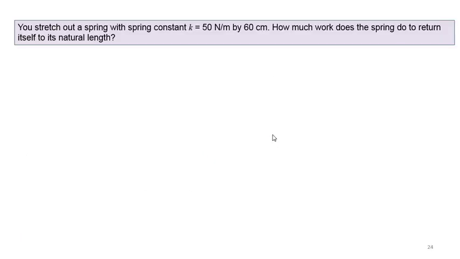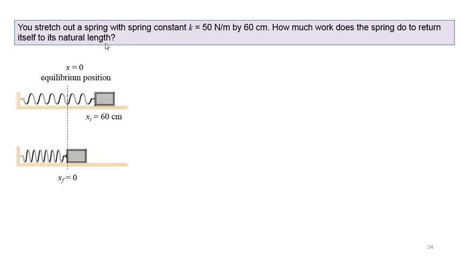So let's look at an example. You stretch out a spring with a spring constant 15 newtons per meter. You stretch that spring by 60 centimeters. And I want to know how much work does the spring do to return itself to its natural length. So I'm going to set it up where my x equals 0 is at the equilibrium position. And in that case, my x initial will be 60 centimeters and my x final will be 0. I need to know these values because these are going to be the limits on my integral.